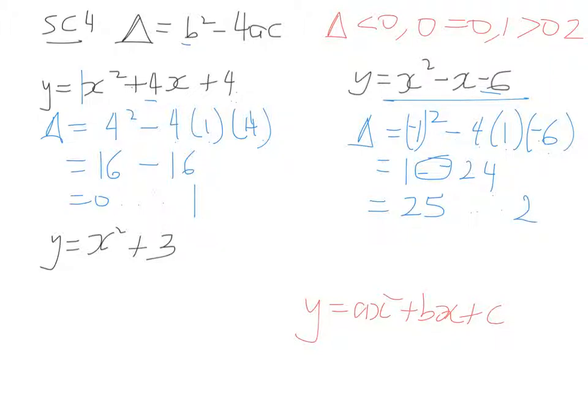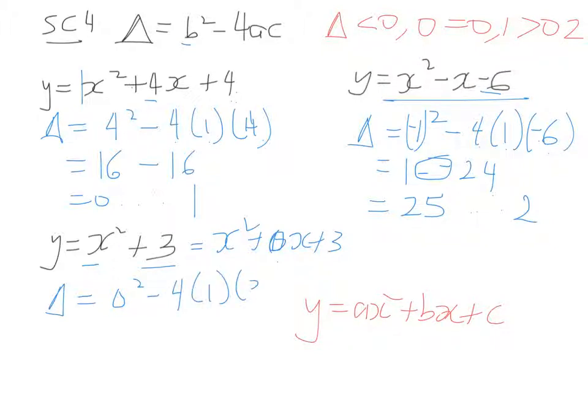Finally, let's have a look at this thing here. If we've got x squared plus 3, well then we should probably rewrite that as x squared plus 0x plus 3, and this is a 0, not a 6. So over here, if we put that into the discriminant, so discriminant equals b squared, which is 0, so 0 squared minus 4 times 1 times 3, we'll end up with 0 minus 4 times 1 times 3, which is 12, so we end up with negative 12, which is less than 0, so therefore we have no solutions. So that's what we're looking for there.